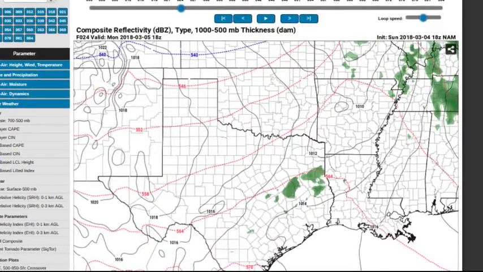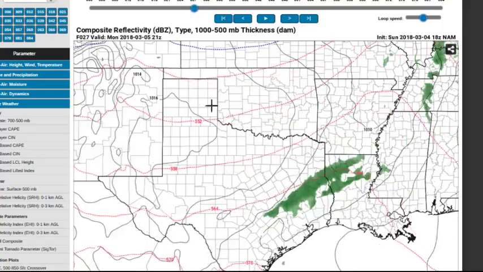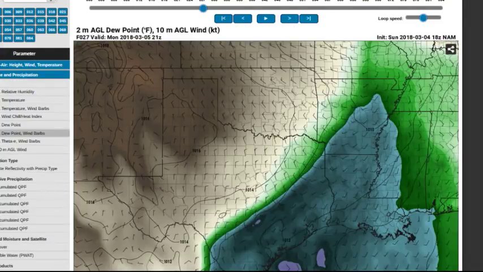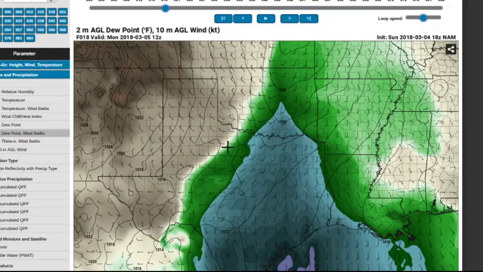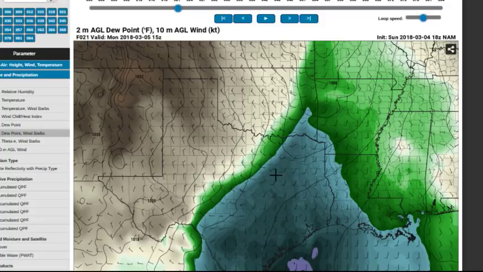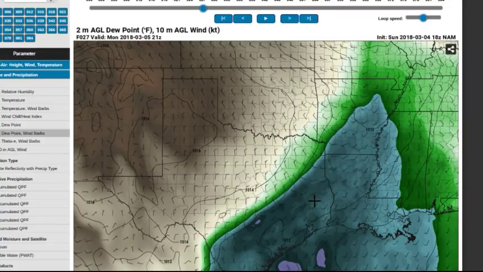And we'll look at the NAM here. We already saw some of the NAM, so we know that that front is going to be pushing into East Texas tomorrow afternoon. And let's check out the dew point field. During the day tomorrow, the setup is going to look like this here. 60s dew points all the way up to Dallas and up to southeast Oklahoma. So dew points are going to be running in the mid-60s in this region here. So by peak heating, that's the setup right there.